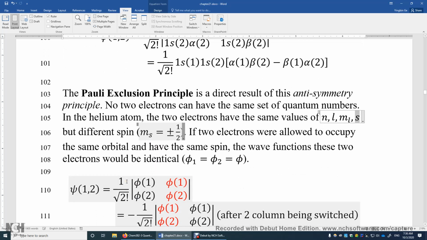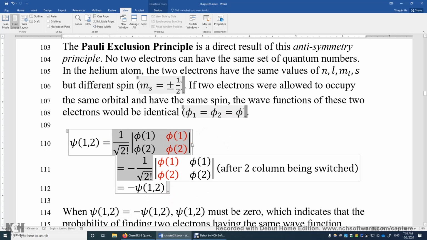All right. So if we allow these 2 electrons to occupy the same orbital and have the same spin, we have a huge problem, because the two wave functions of these 2 electrons would then be identical. Let's say phi 1 is equal to phi 2 is equal to phi, and then we write out this 2 by 2 determinant. Just by looking at this determinant, it's 0. It's phi of 1 times phi of 2 minus phi of 1 times phi of 2. That's just 0. The wave function is just 0. That means the squared modulus of the wave function is 0, the probability density is 0, and the probability is 0.